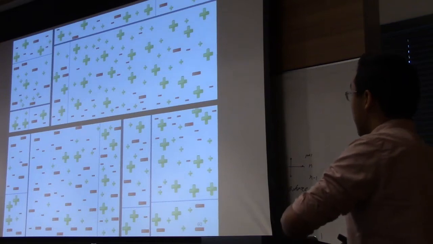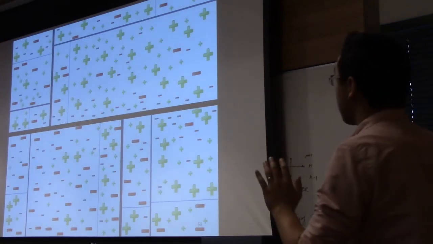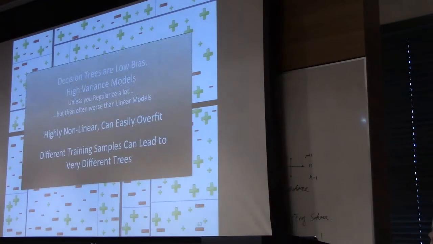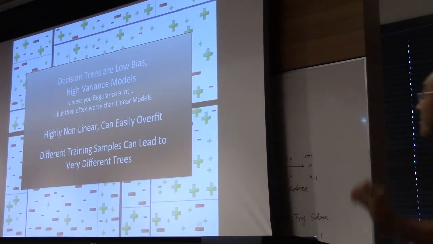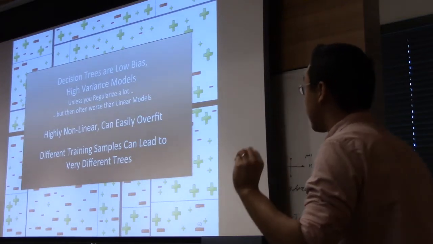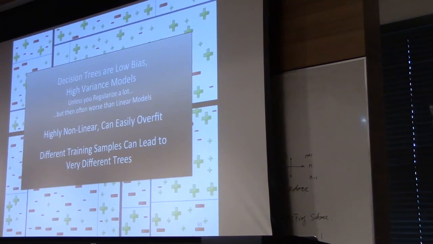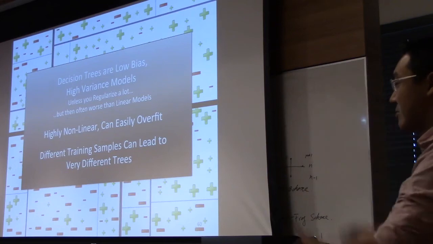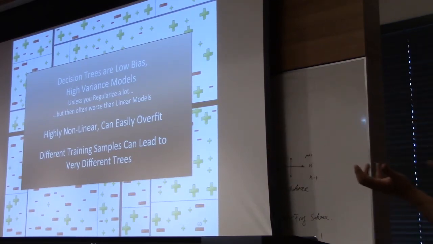Right. So if this is our decision tree, this is our test distribution. The small data points are our test distribution. What we actually want to measure is the error on this test distribution, but we don't observe all of it. Right. Decision trees are low bias, high variance models, unless you regularize a lot, right? But even then, the variance is often much worse than linear models. Highly nonlinear models can easily overfit. If we recollect our training set from the same distribution, and they're different, they can lead to very different decision trees. Right? The variance of the model class is very large.